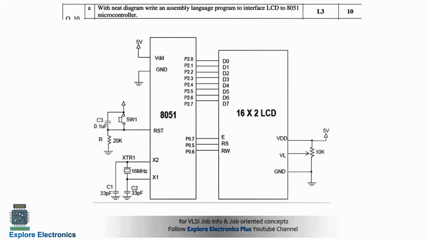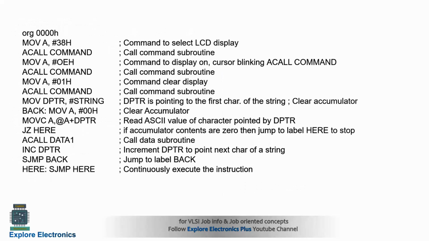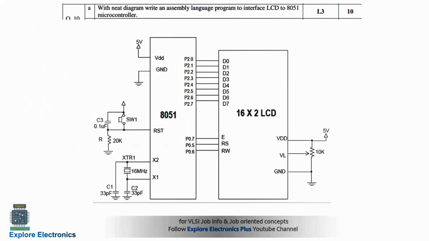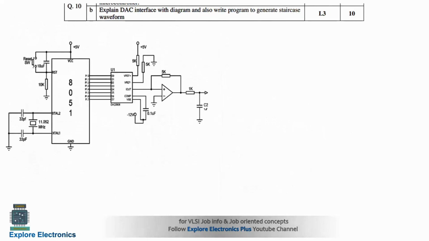And then the next 10th A question. With a neat diagram, write an assembly language program to interface an LCD to the 8051 microcontroller. Here a 16x2 LCD is shown in the diagram. These are the port connections for the 8051 microcontroller. And here is the assembly language program. It requires a command subroutine, a data subroutine as well as a delay subroutine. And this is the code for the interfacing of the 16x2 LCD with the 8051 microcontroller.